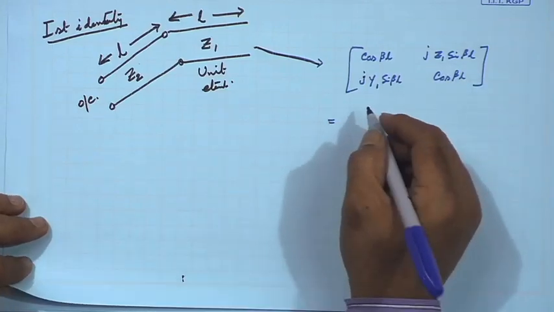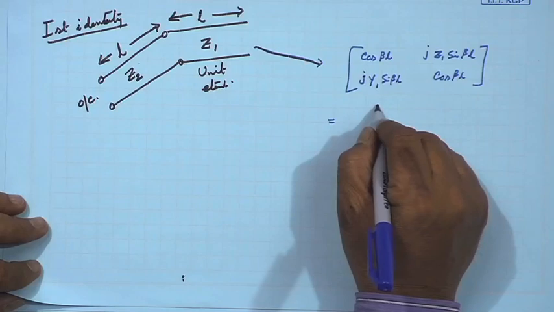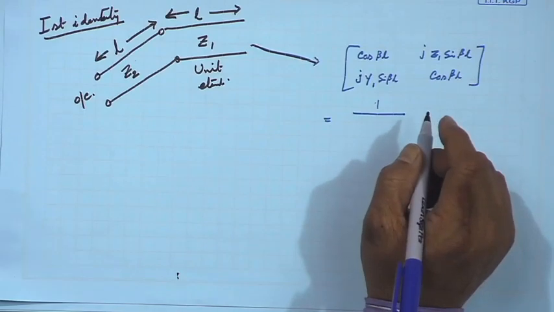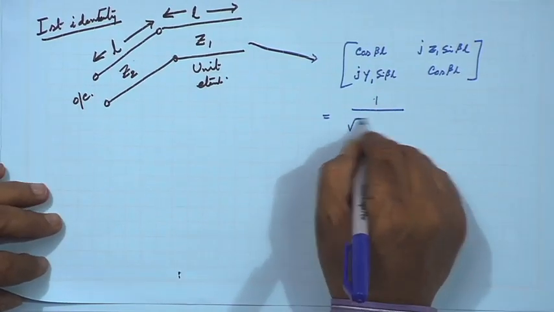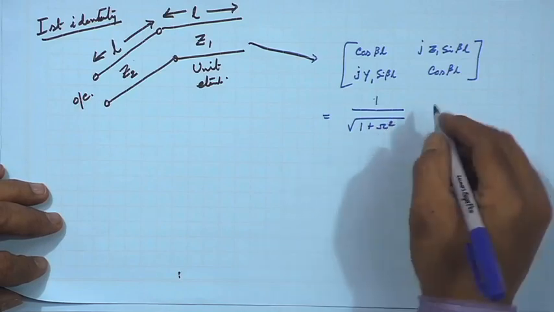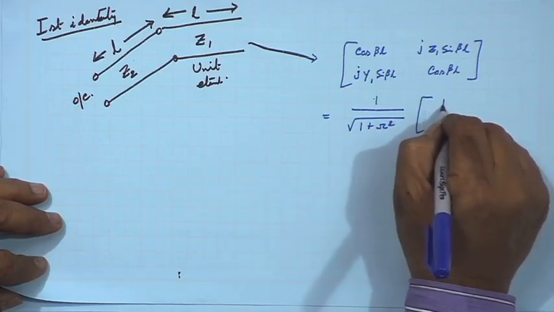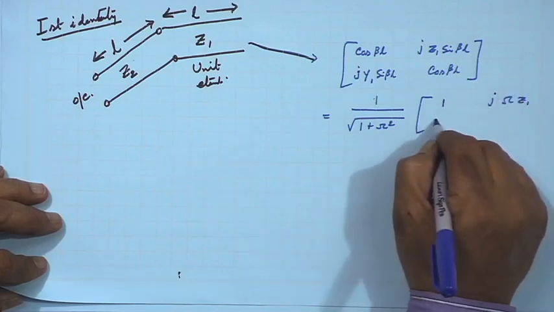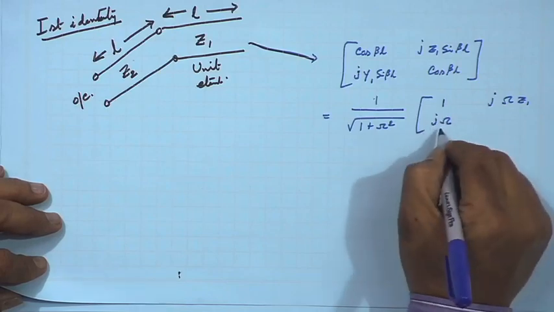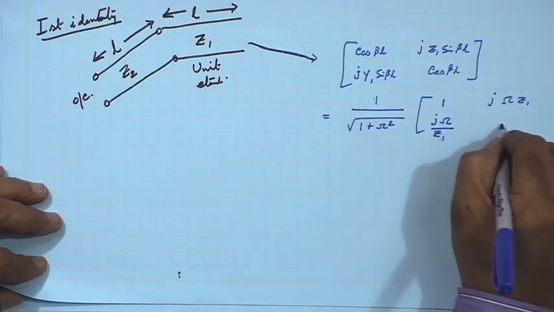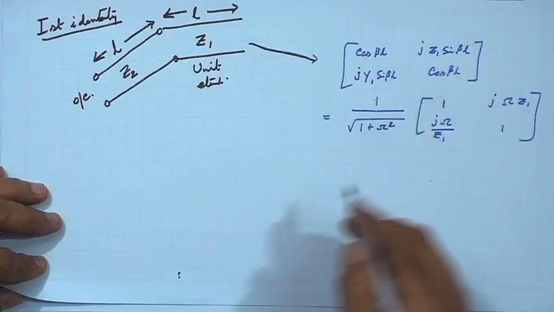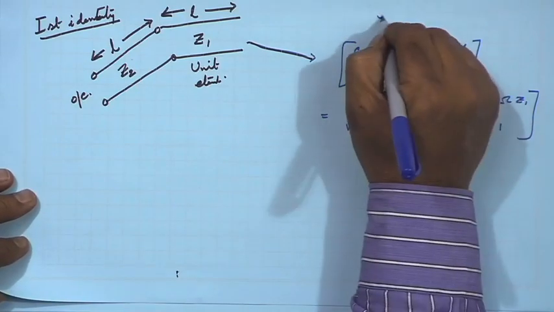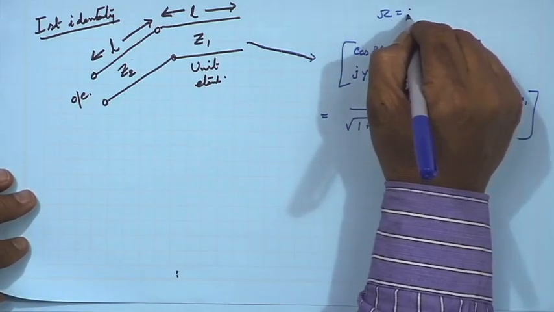Now, in terms of Richards transformation, because there we have seen tan beta L is equal to capital omega, I can write 1 by root over 1 plus omega square, into the matrix 1, j omega Z1, j omega by Z1, and 1. Just put all this in and you get it. Remember, capital omega is tan beta L.